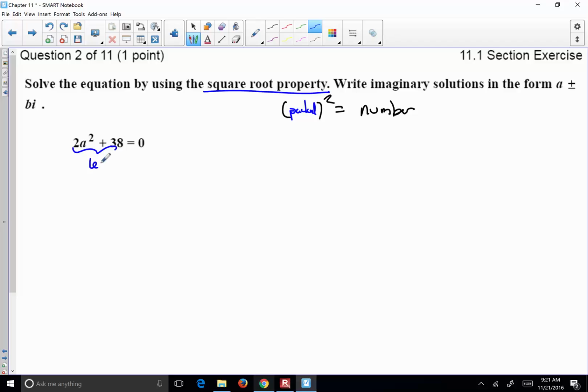So check out the left side. Everything you see on the left, I see 2, I see 8, I see 38. Are they all packed under a square? Do you all see everything under a square? No. I have 38 without a square. I have 2 without a square. The only thing under a square is a. This question is not ready.